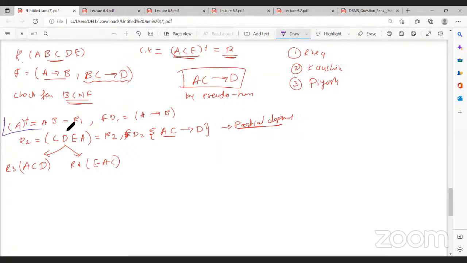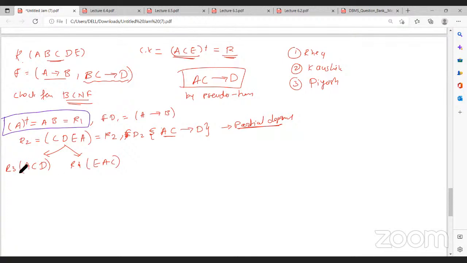Yes, so we will decompose it into R3 and R4. But if we don't take the pseudo-transitivity rule, then the FD of R2 won't have any element, because the parent functional dependency does not have any such dependencies. So here pseudo-transitivity is necessary, right?